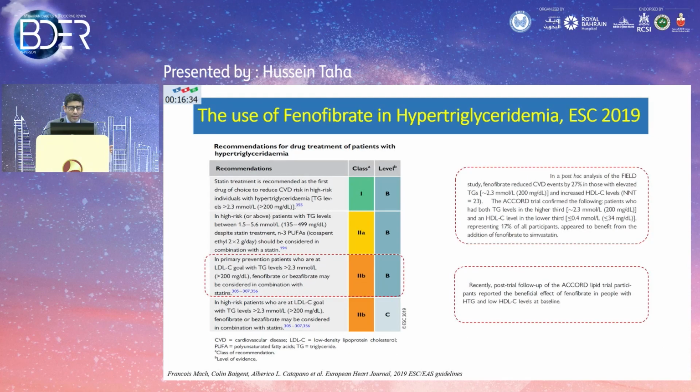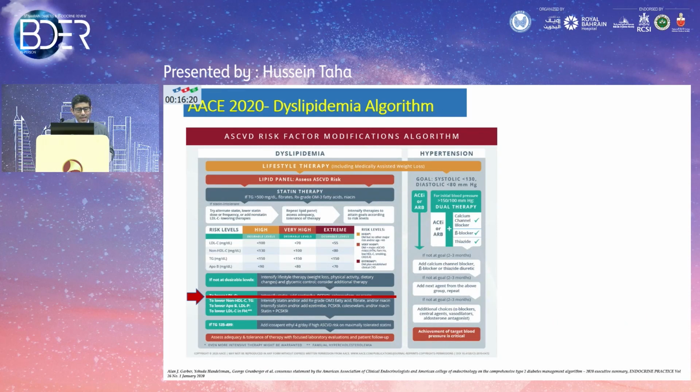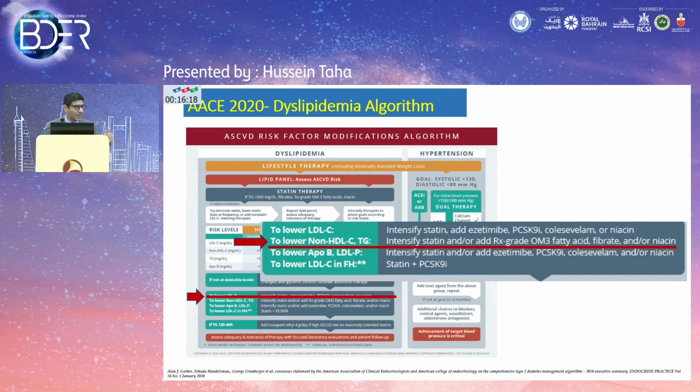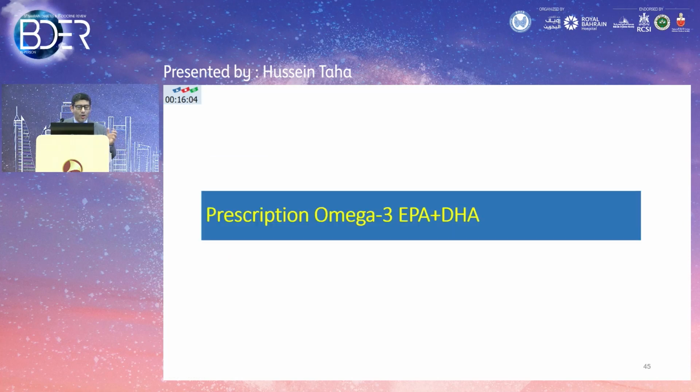So what about the guidelines? Yes, as stated here, whenever you attain LDL goal and triglyceride more than 2.3, please add fenofibrate or bezafibrate. What about AACE? Still again, whenever there is LDL controlled but triglyceride is high, think of omega-3 and think of fibrate. Now we'll go into omega-3. So, prescribing omega-3 for the treatment of raised triglycerides: what's the benefit, what it will add on, and how can we achieve it in combination with statin.